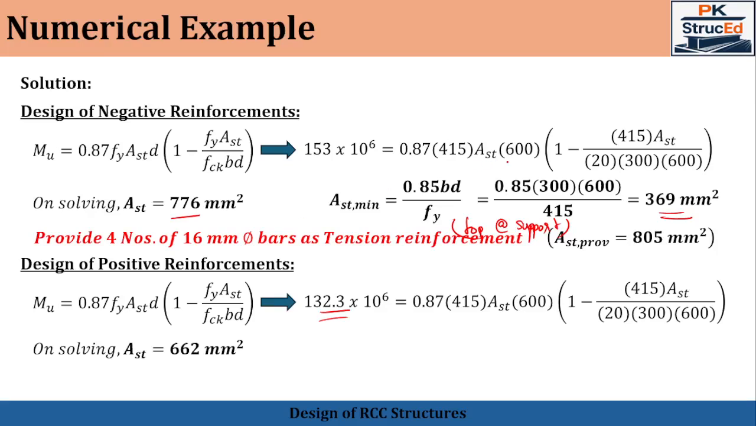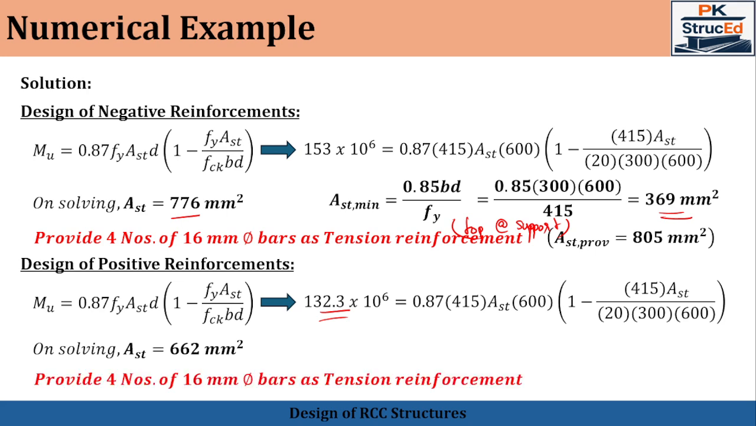And the minimum Ast of 369 is already satisfied. Therefore, we can provide the same 4 numbers of 16 mm dia bars as tension reinforcement. Now it will be provided at the bottom, because we are designing the positive reinforcement and that will be provided at the midspan area. So the Ast provided will be the same, 805 mm squared.